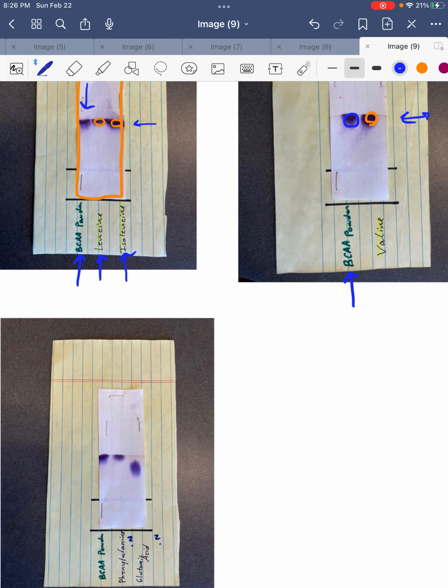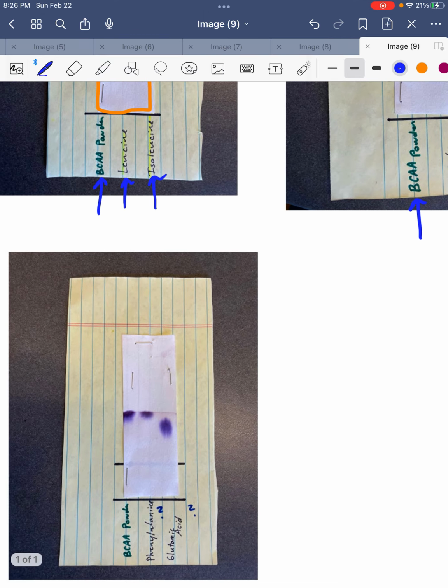Lastly, here were the two wild cards that we threw in there. Again, here's the branched chain amino acid powder, and it showed here. Phenylalanine, that one showed here. Was the branched chain amino acid positive for phenylalanine? And then down here is the glutamic acid. So the branched chain amino acid powder is only positive for things that were in line with it.